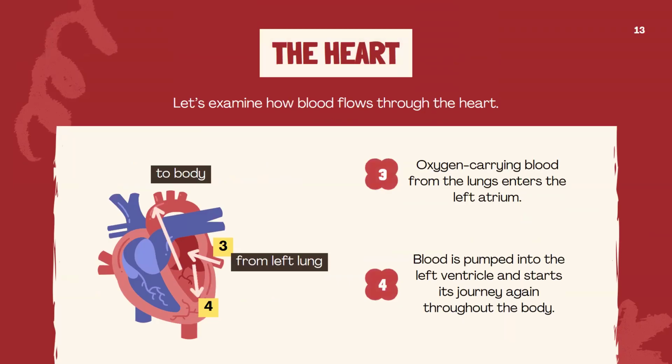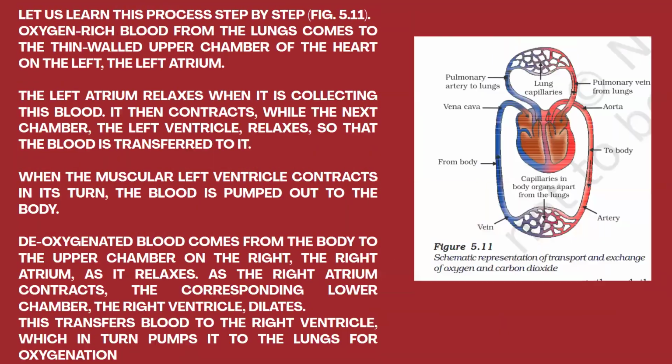Next, we can see 3 and 4. What is number 3? Left atrium. What is number 4? Left ventricle. Here, you have to remember figure number 5.1, the schematic representation of transport and exchange of oxygen and carbon dioxide. Whatever I explained just now, this is the representation of what we learned so far.